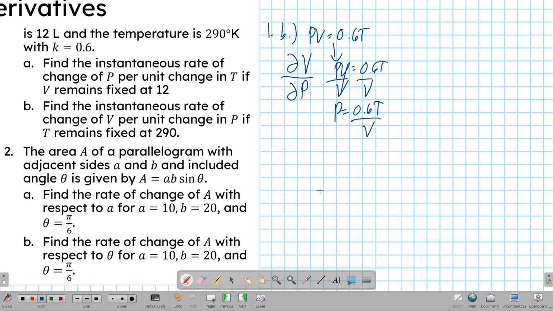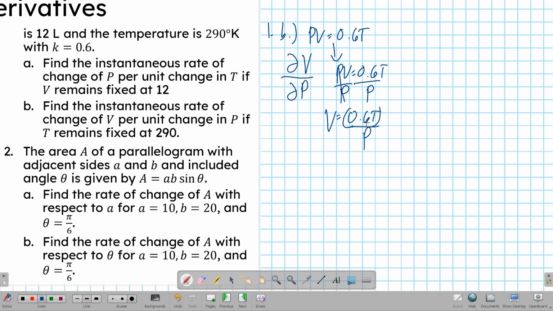Wait a moment. I think we need to change because it's the partial derivative of V over P. So V is the function, so to speak. It's supposed to be V is equal to something P. So we have to divide by P so that it becomes V is equal to 0.6T over P. So V is equal to something of P. Yeah, that's much better.